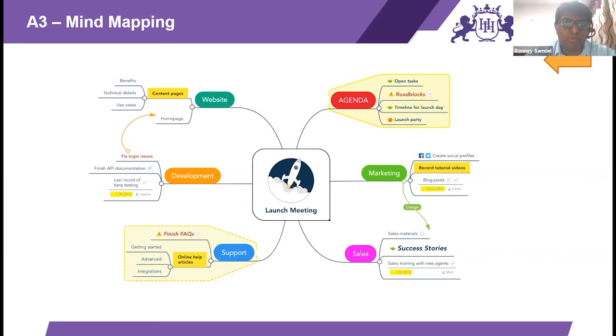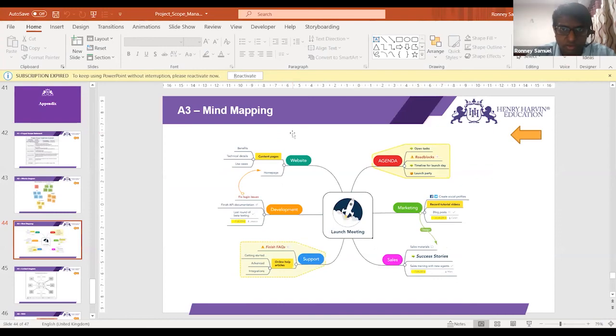Ronnie, one question. Yes, please. On this mind mapping technique, can you give one more example of how we apply it in real life scenarios? Is it okay if I take the same example which I have given in the quality management?